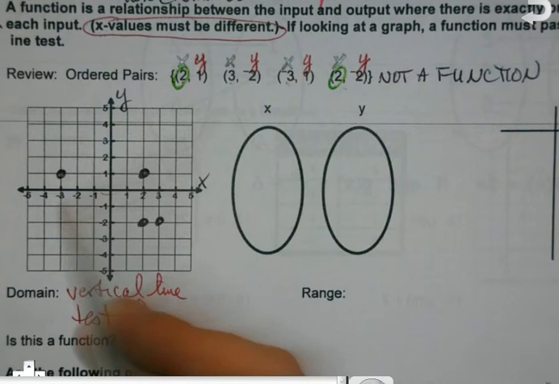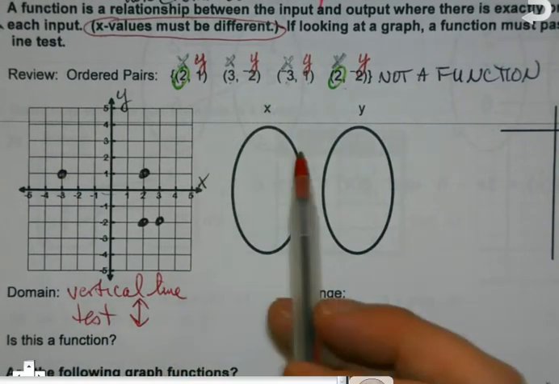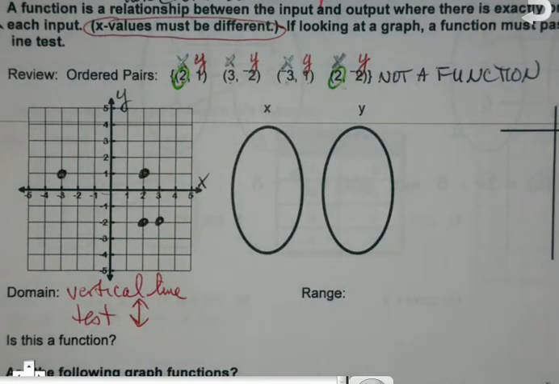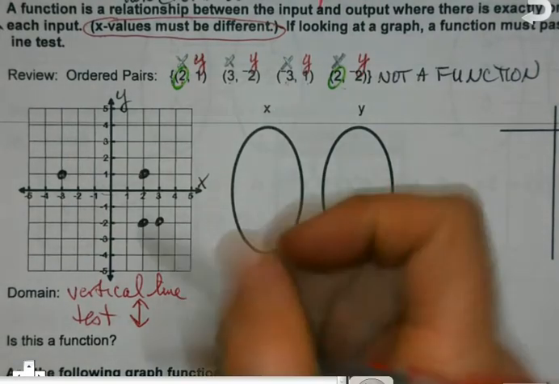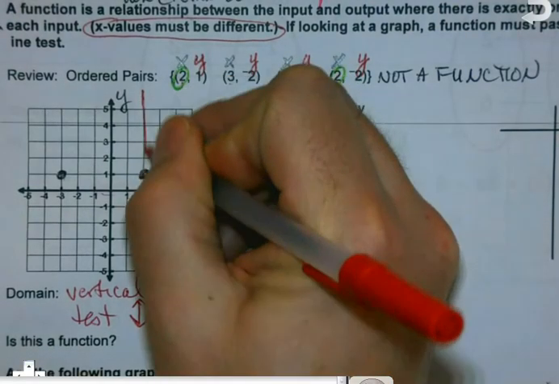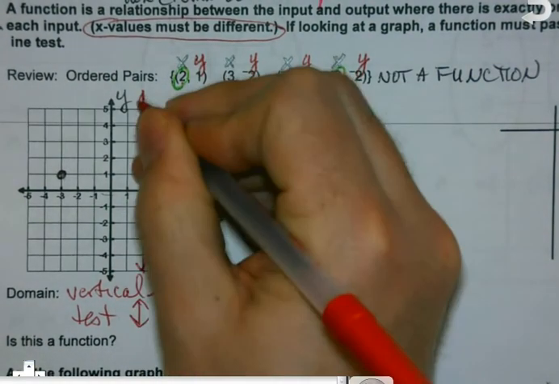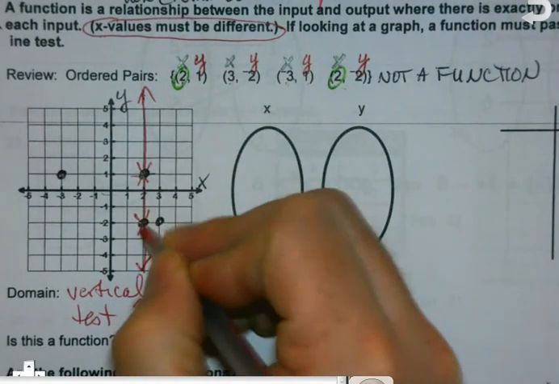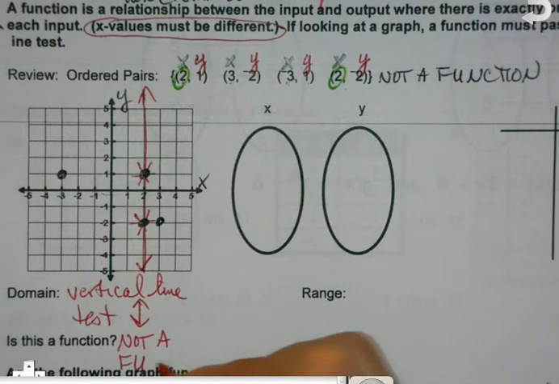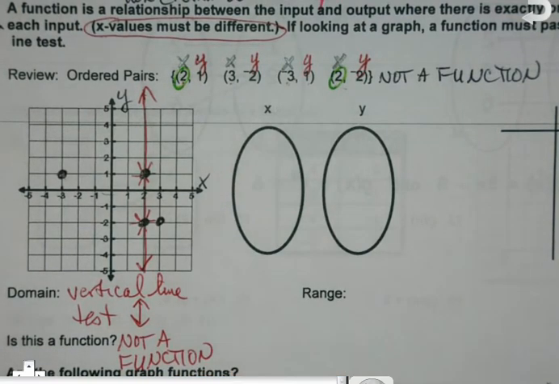Negative 3 and 1, yes. And then, what other one? That's okay. So if I could go anywhere in the graph and draw a vertical line up and down, and it goes through more than one point, it's not a function. So in this case, if I draw a vertical line right here, it goes through 2 points. Just like we saw when we looked at the points themselves, it ended up being not a function. It doesn't pass my test that way.